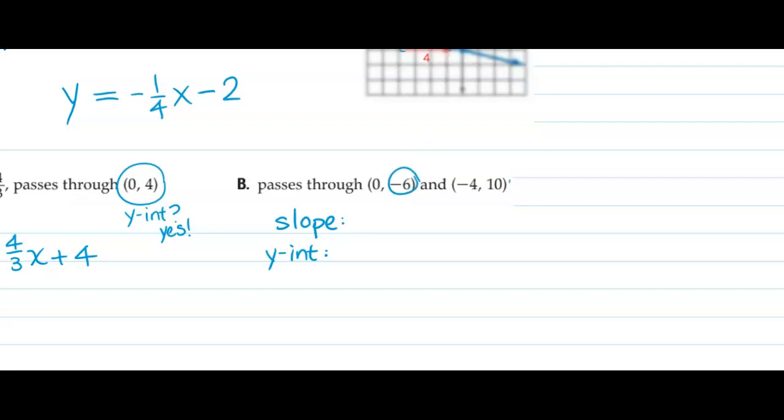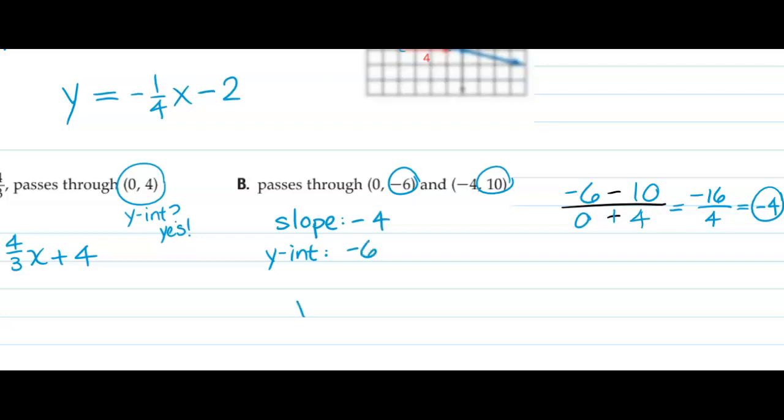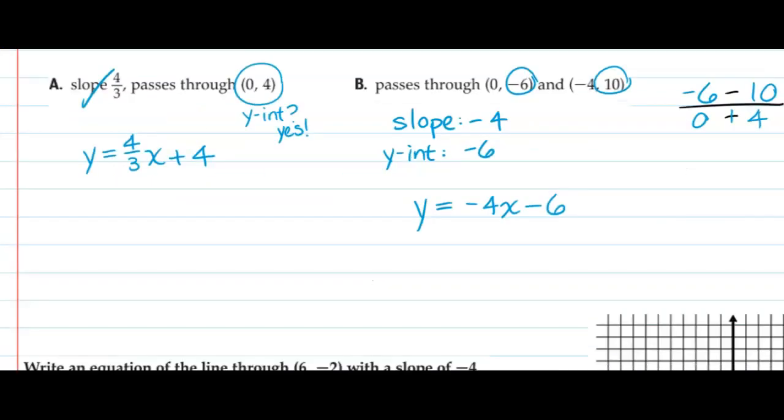We're simply going to use our slope formula. Off to the side, we put -6, 10, 0, -4. We'll reduce and get -16/4, which is -4. So really we do have a slope. It was just hidden. So now we write our equation. y equals mx plus b.